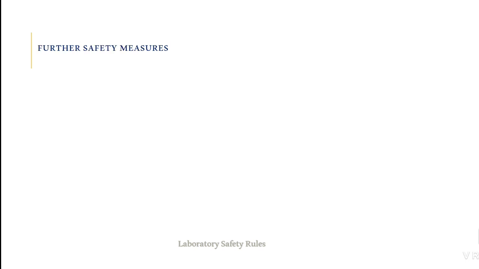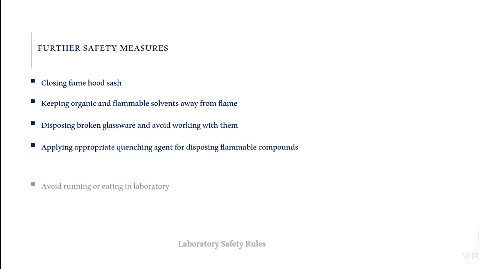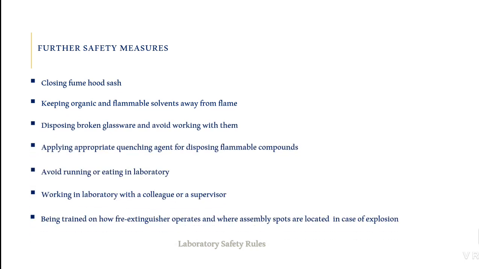Other measures that can enhance laboratory safety of members include closing fume hood sash, keeping organic and flammable solvents away from flame, disposing broken glassware and avoid working with them, applying appropriate quenching agent for disposing flammable compounds, avoid running or eating in laboratory, working in laboratory with a colleague or a supervisor, and being trained on how fire extinguisher operates and where assembly spots are located in case of explosion, just to name a few.